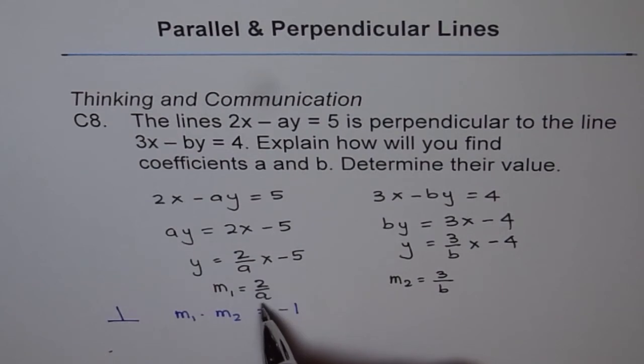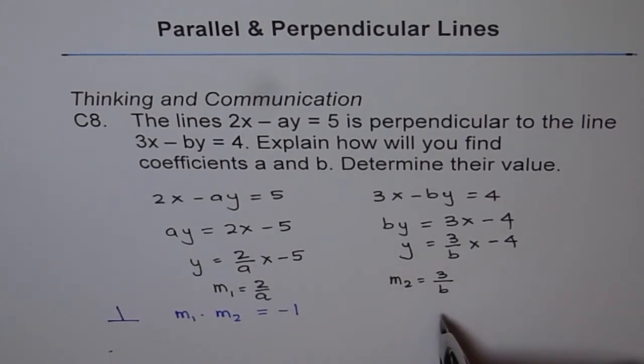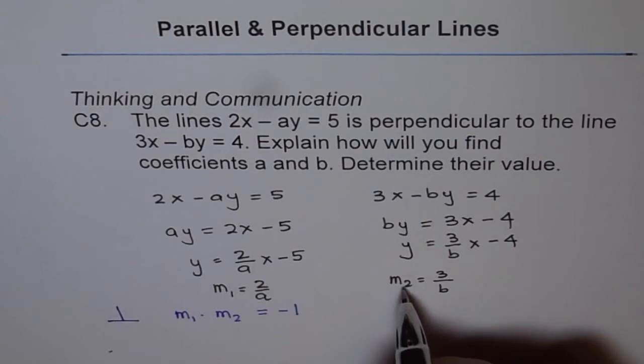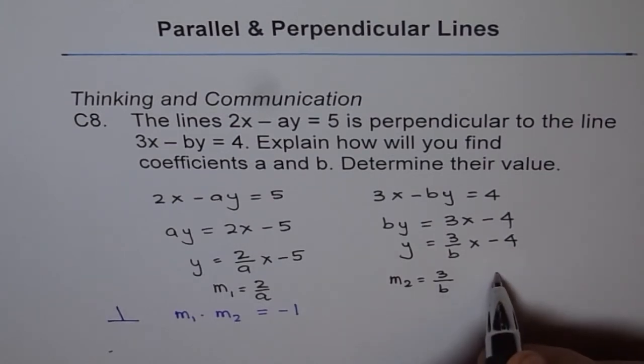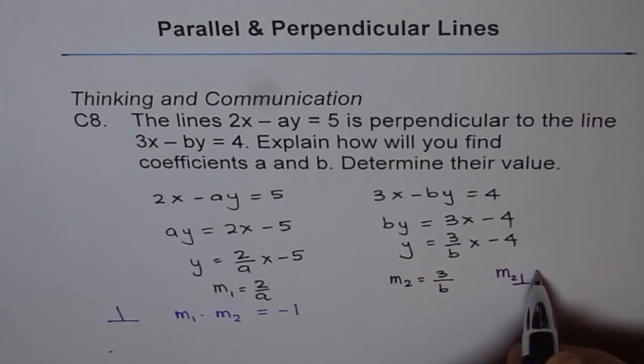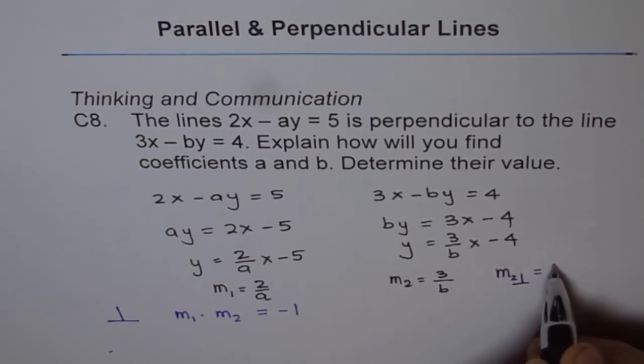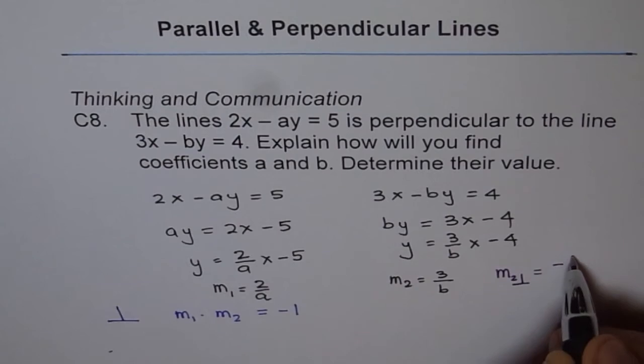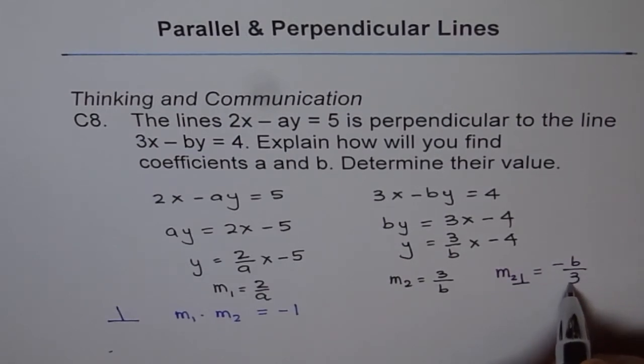So 2 over a and 3 over b. Let's think like this. If 3 over b is one slope, then what is the negative reciprocal of this? The slope perpendicular to m2 should be the negative of this reciprocal, which is minus b over 3.